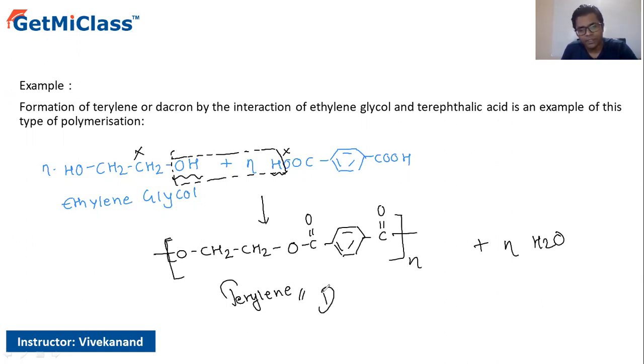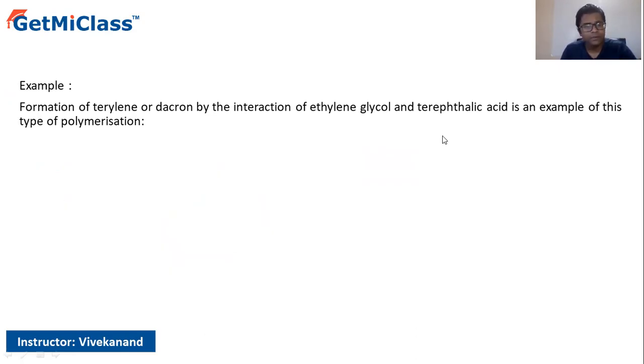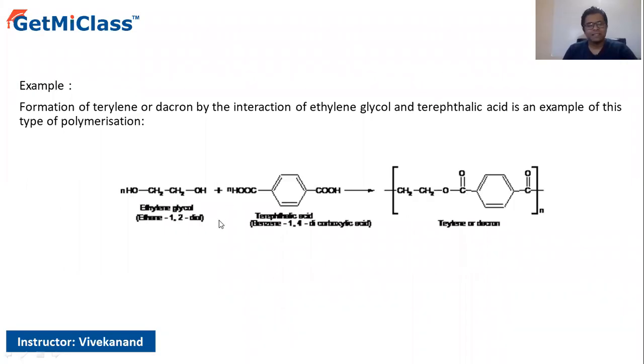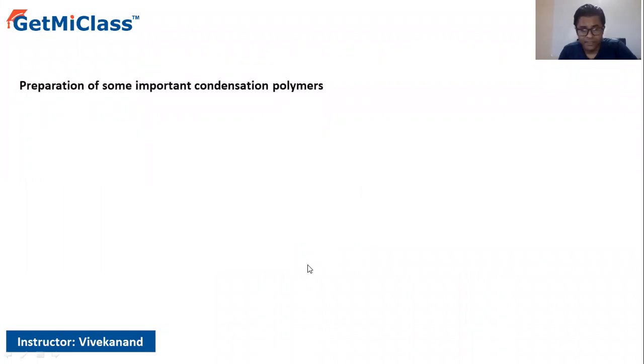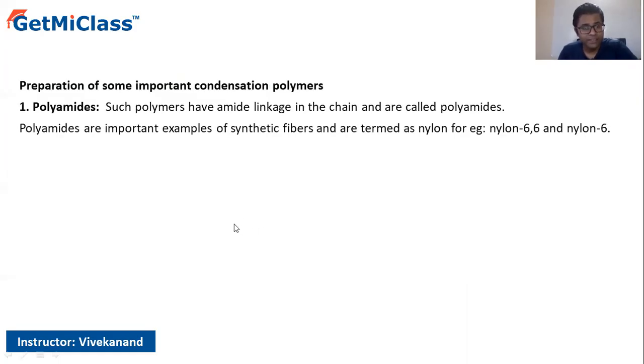Or we can call it Dacron. So let's observe in a very clean manner. Ethylene glycol, also called ethene 1,2 diol, reacts with terephthalic acid in order to give us terylene or Dacron. Let's observe some important polyamides. So some important condensation polymers, we usually classify under the polyamides, polyesters, and all. So for today, we are going to take a look into the polyamides first.